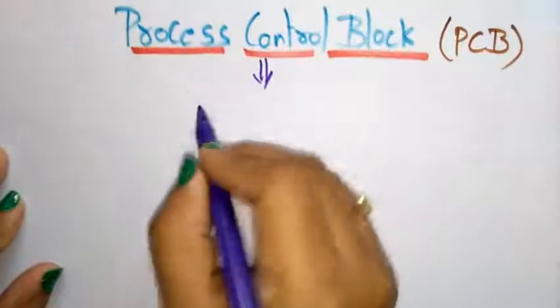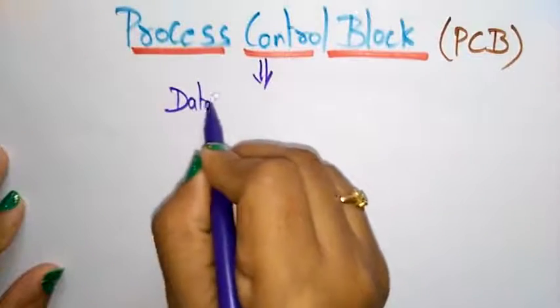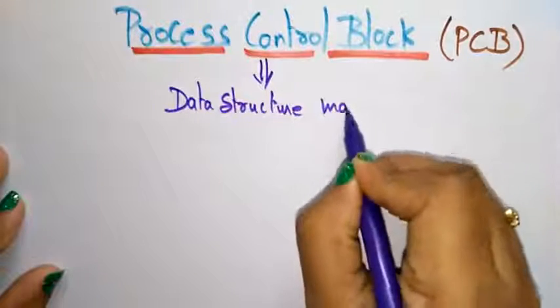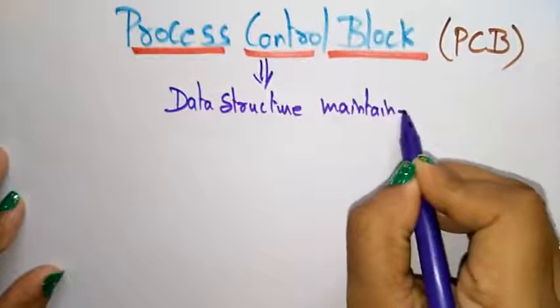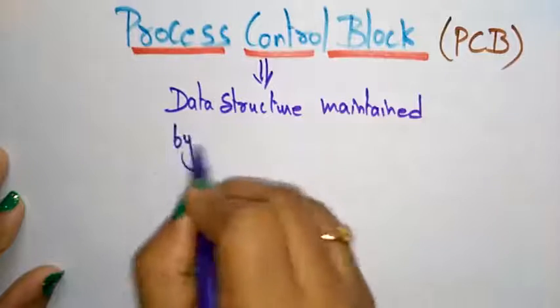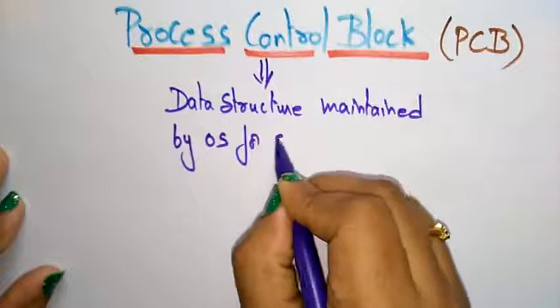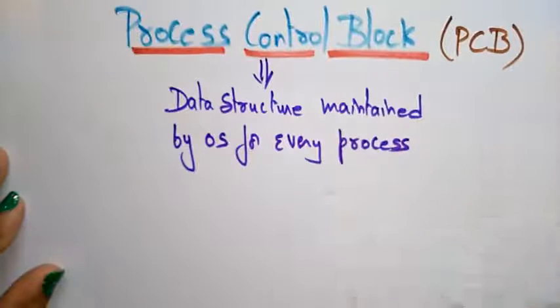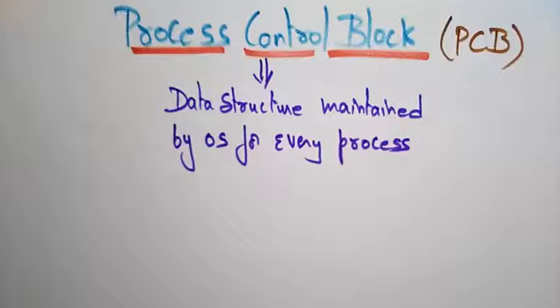So this is a data structure maintained by the operating system for every process. Whatever process you take, a program, when it is executing in main memory, becomes a process. A process is divided into 4 divisions: the stack, heap, text, and data.